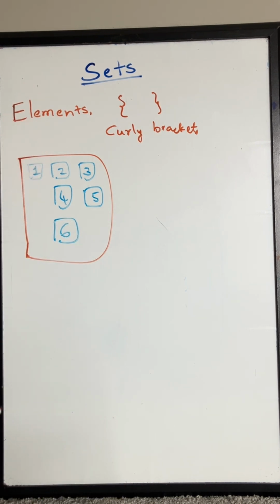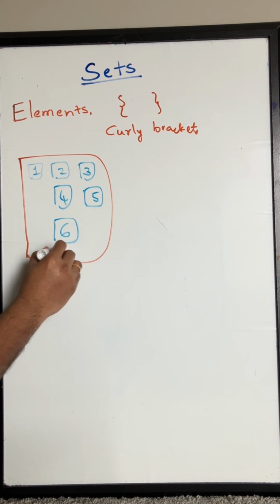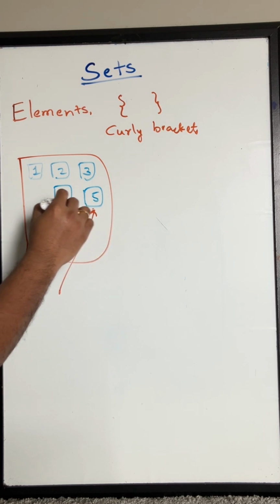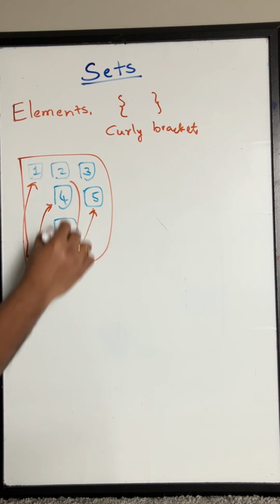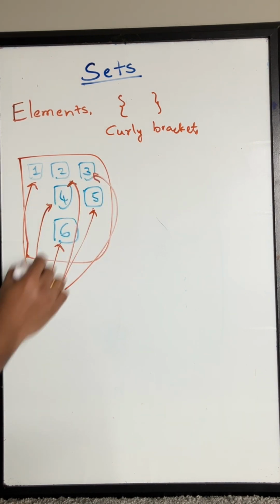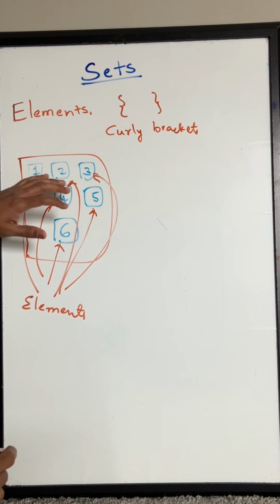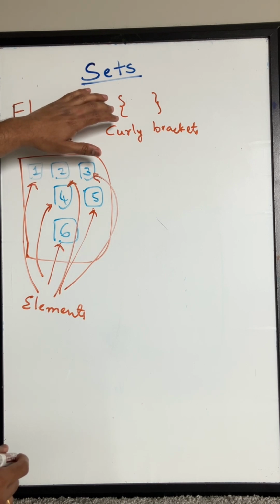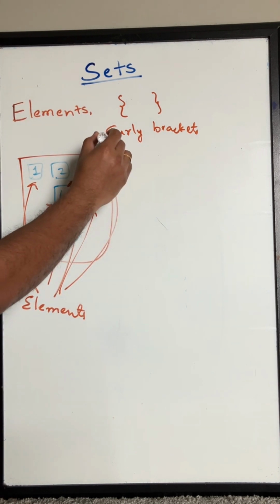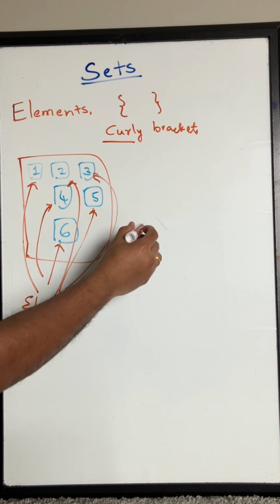All these different stamps are called elements. So these stamps are called elements. And we put all these elements in curly brackets. These are called curly brackets. So it is easy to write. This is what my teacher told me.